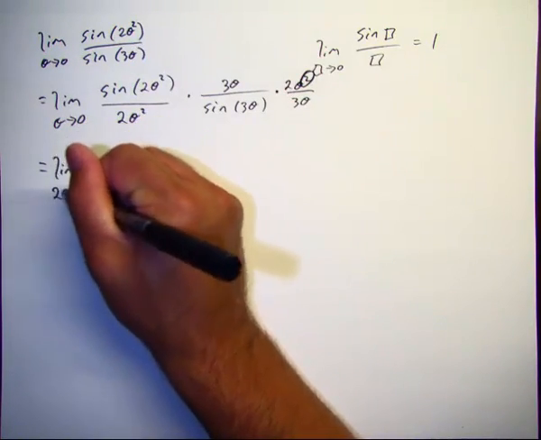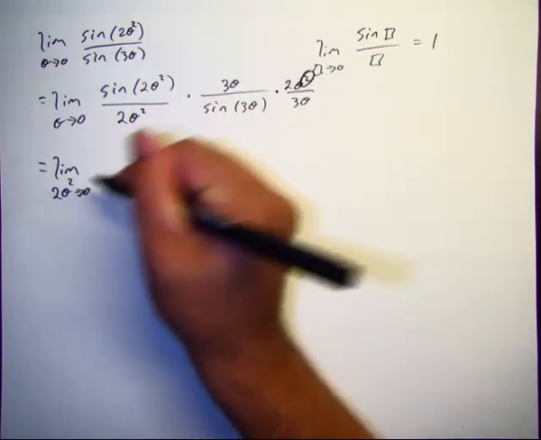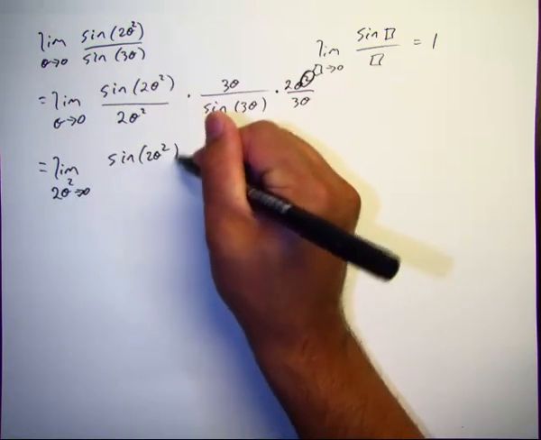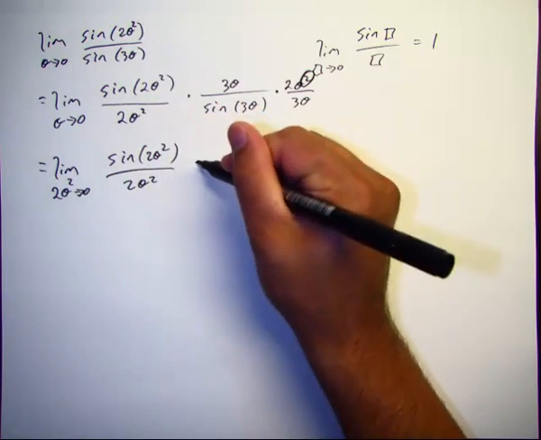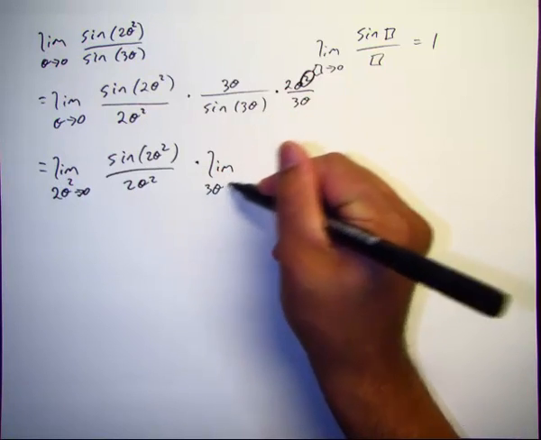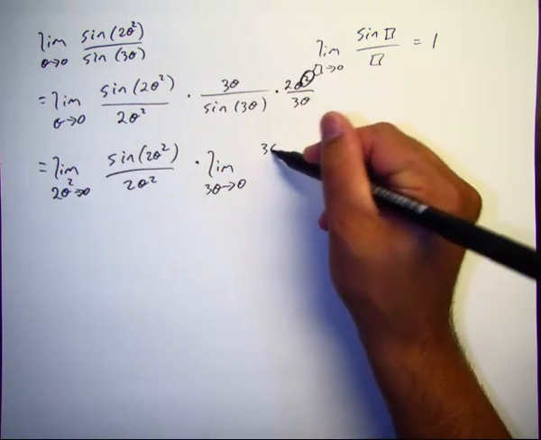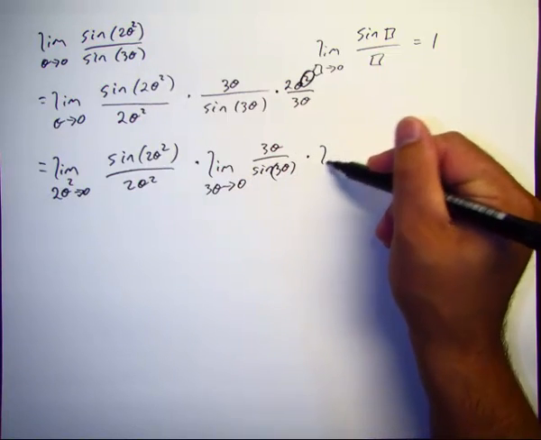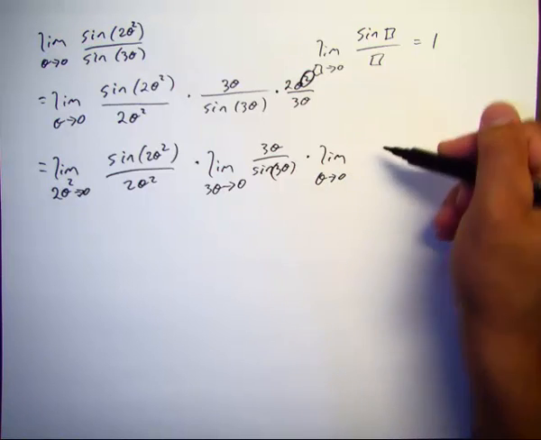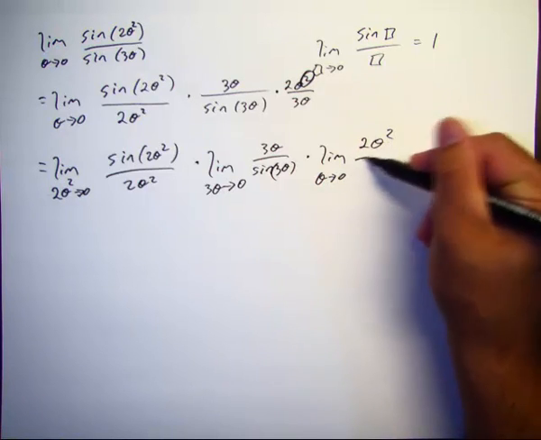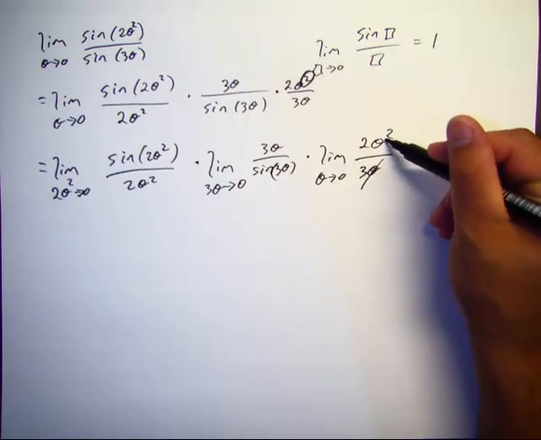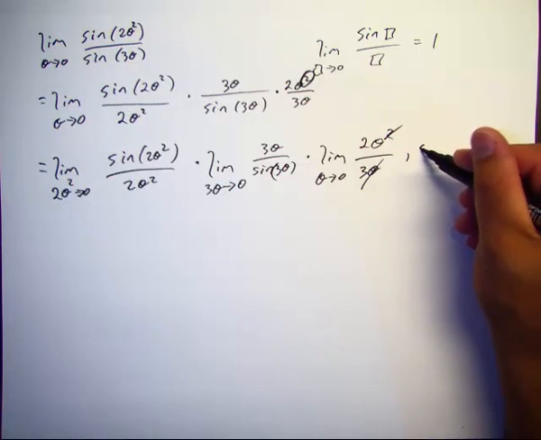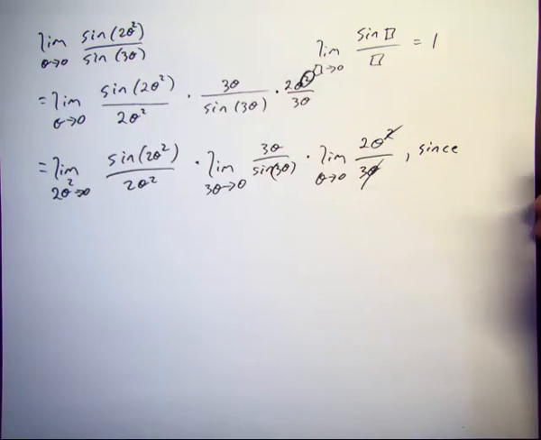Now, if we're going to be absolutely precise, we should write down that this is the limit as 2 theta squared goes to 0, and that this is the limit as 3 theta goes to 0. And then what remains is simply, as theta itself goes to 0, 2 theta squared over 3 theta, a little bit of cancellation.